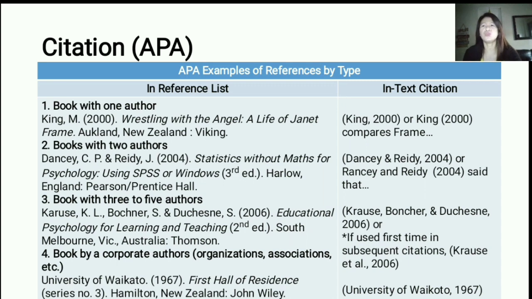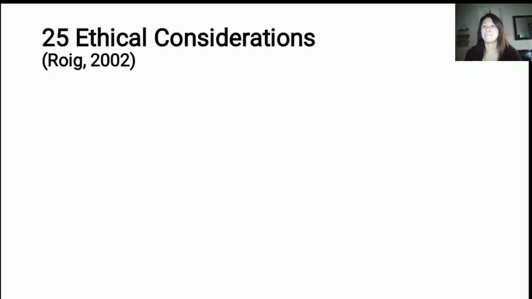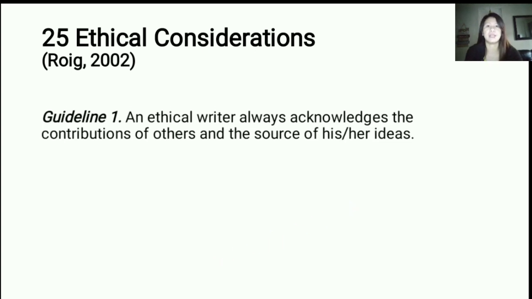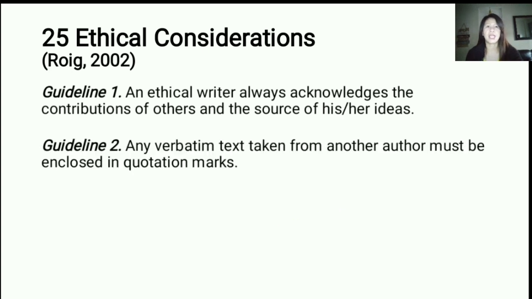Why do we need to do citation or referencing? This is because of ethics. When writing, you should be ethical. Colin once said, ethical writing is clear, accurate, fair, and honest. I have here some basic ethical considerations in writing. Allow me to do quick reading. Guideline number 1, an ethical writer always acknowledges the contributions of others and the source of his or her ideas.